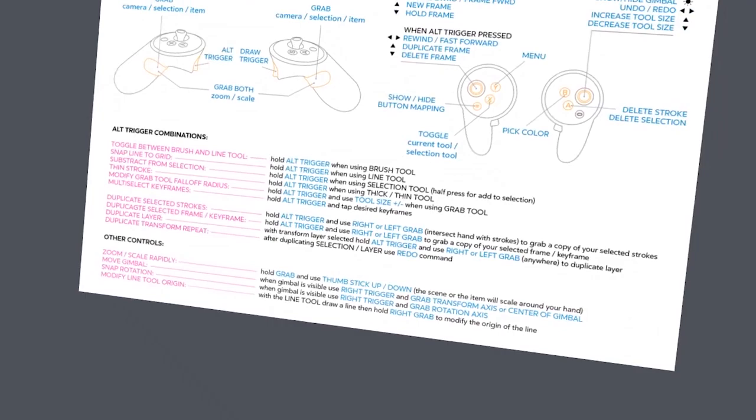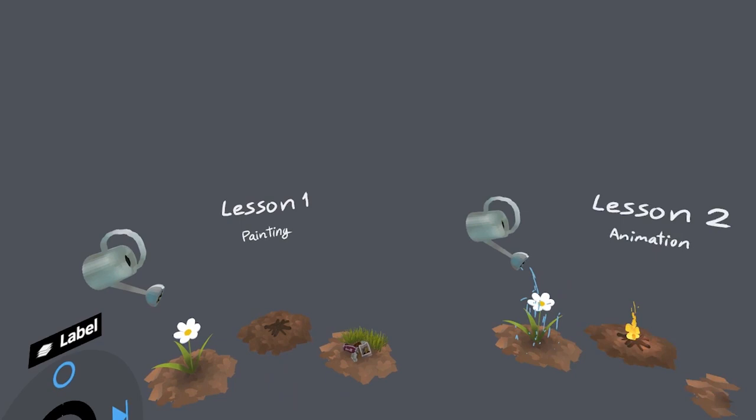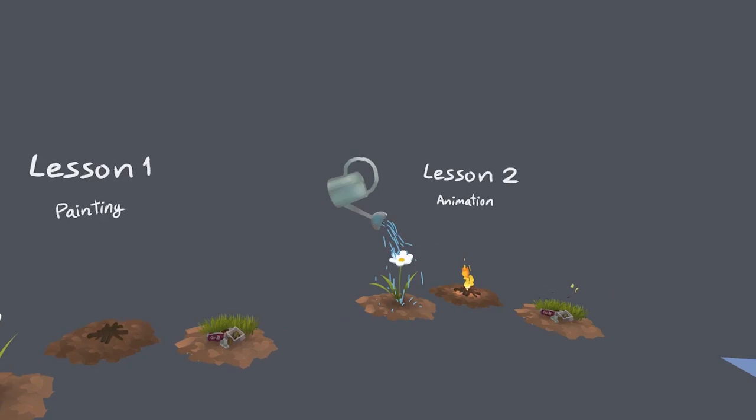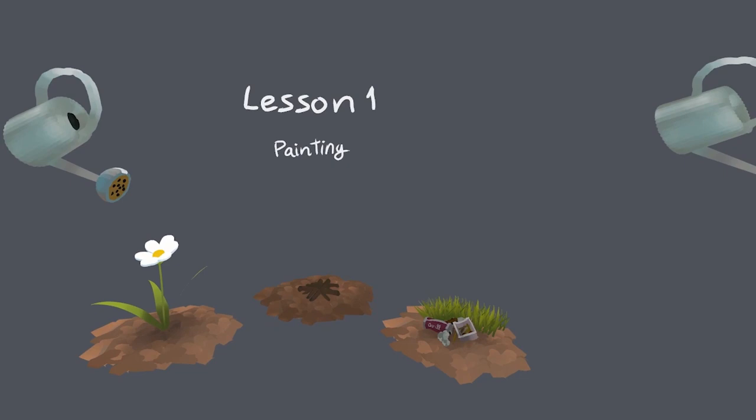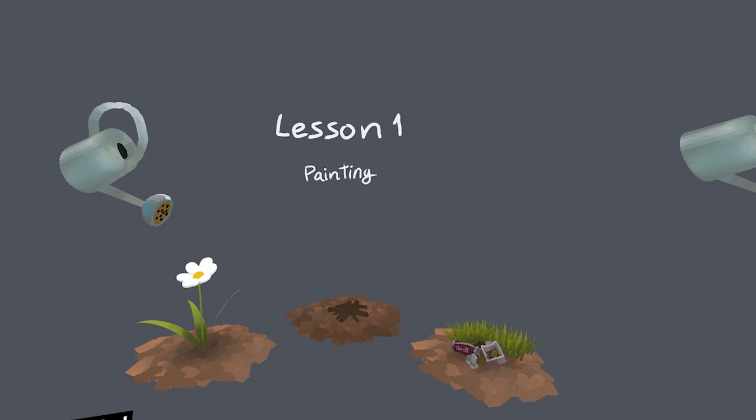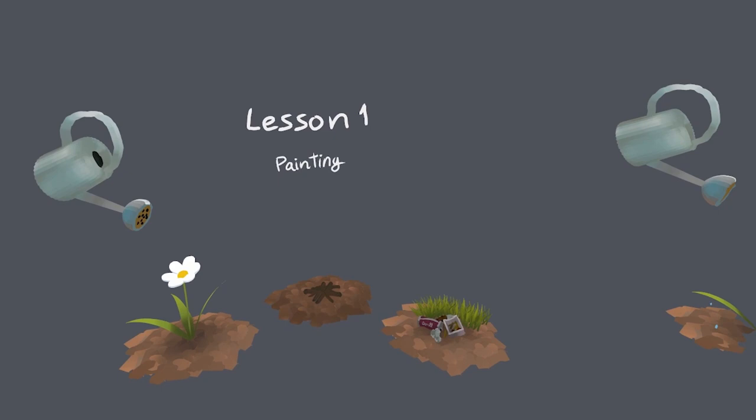But I'm gonna hide this for now, and we're gonna start with lesson one, the painting. So the goal is that I want you guys to paint something and develop animation on top of it. The idea is that you paint vignettes like this first. So I'm gonna do this from scratch. It's not gonna be this pretty because I'm not gonna spend much time on it, but I want to show you guys the concept on how to do things in Quill.